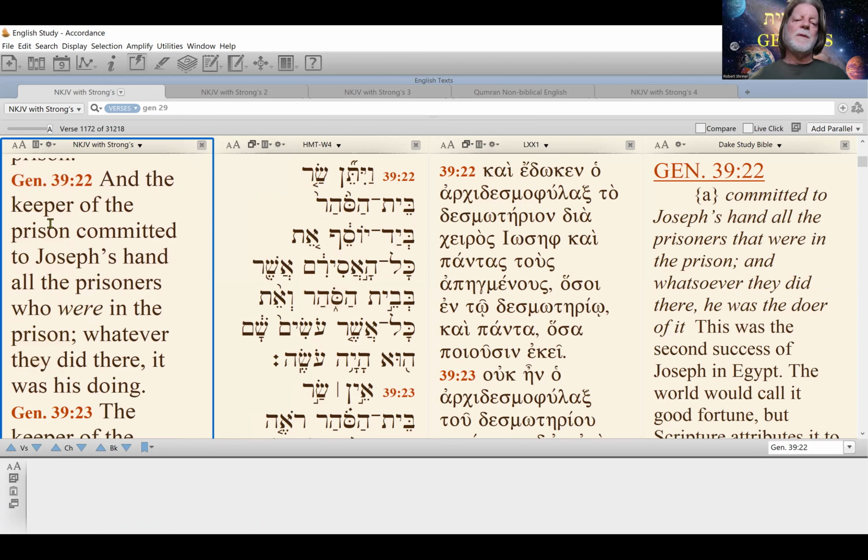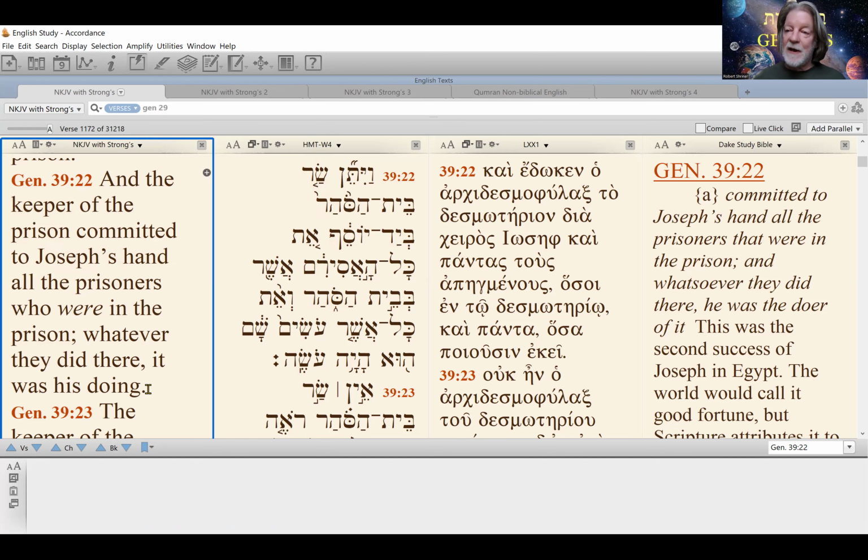And the keeper of the prison, the sar of the prison, committed to Joseph's hand all the prisoners who were in the prison. Whatever they did there, it was his doing. In other words, it was Joseph's responsibility. Does this sound familiar? Has this happened to Joseph previously? Yes, it has. Potiphar did that for him in his household. So somebody's doing it for him again in the prison. Who do you think it might be?